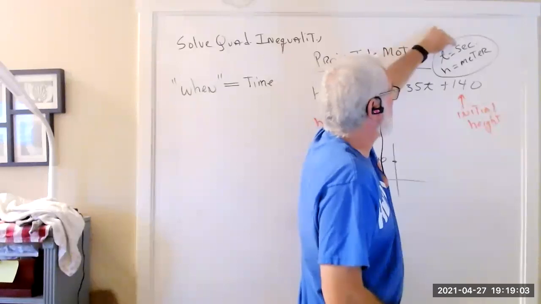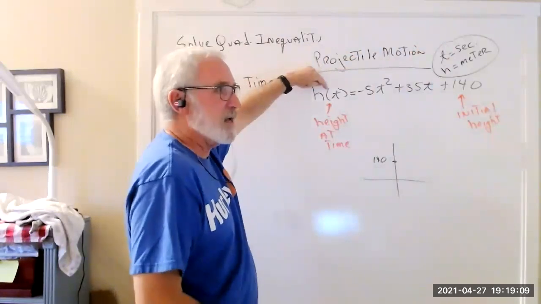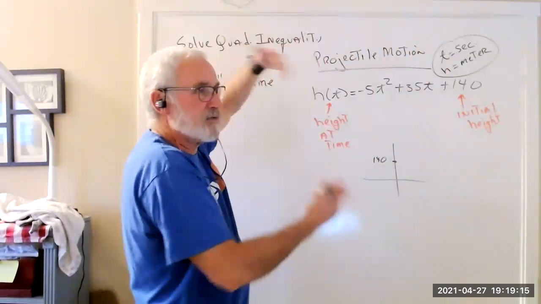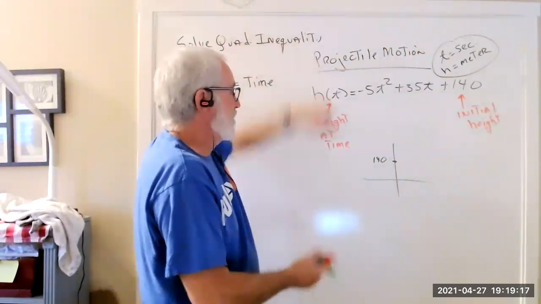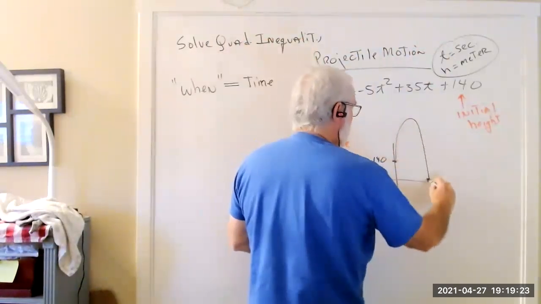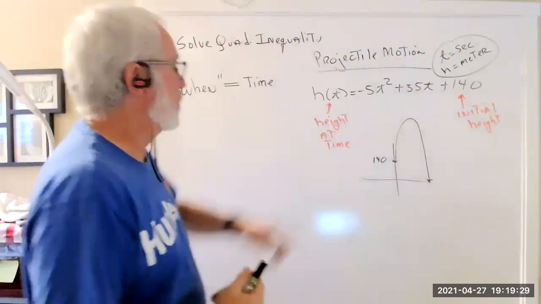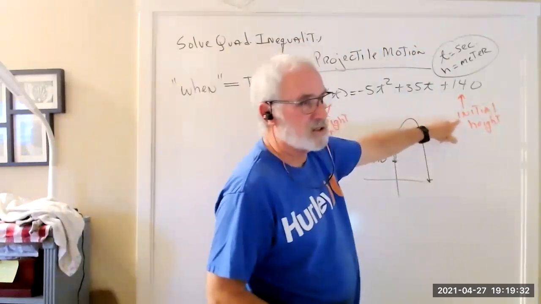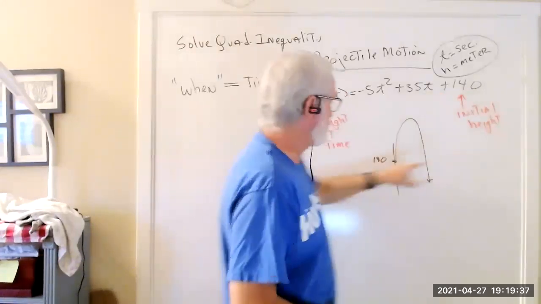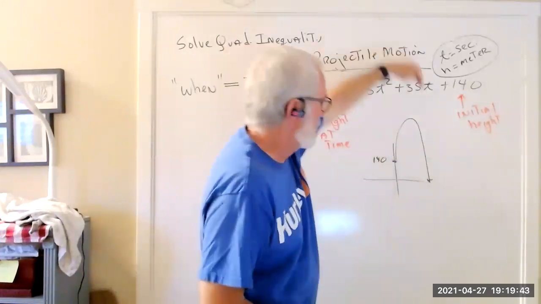So t is time. H is in meters. H of t is how high is it? It's height. How many meters is it after a certain number of seconds? That's what that says. This particular rocket is starting at 140, going up, coming down. The rocket is starting, its initial means at the beginning of the problem. So the initial height is 140. So it's starting at 140 meters. It goes up because rockets usually do.